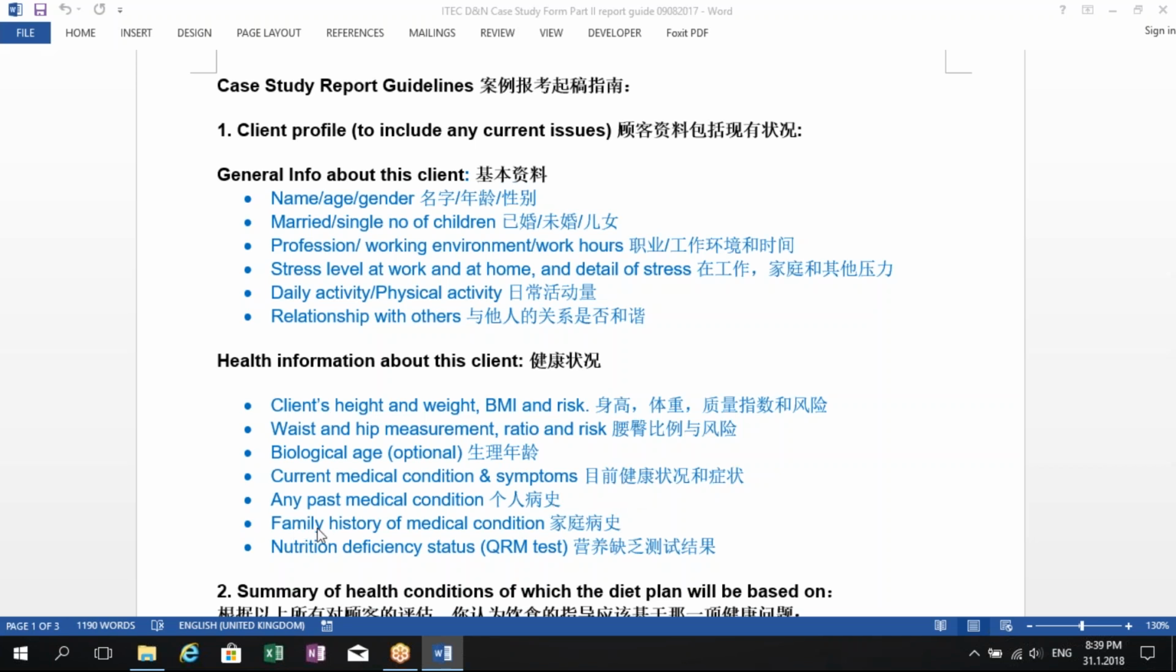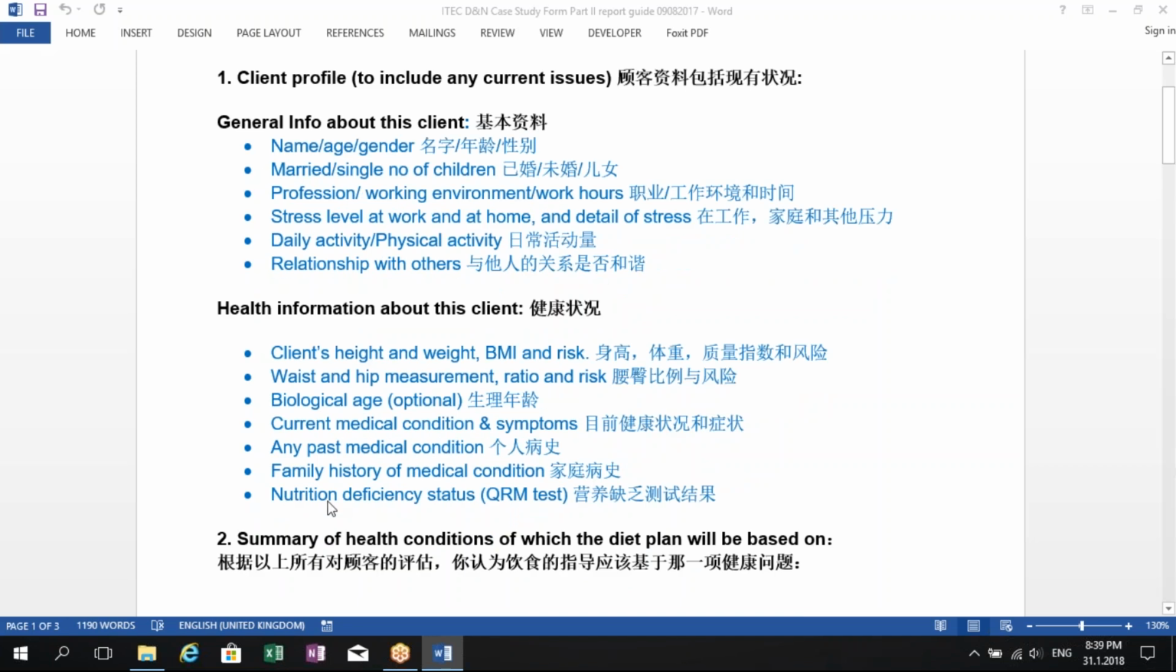And whether the person has any family history or medical condition. If don't have, say the person has no medical family history or medical condition. If you did a QRM test, you say according to the QRM test, the person has what kind of deficiency, and write it down. If the person is not doing it, then no need to say anything about it.